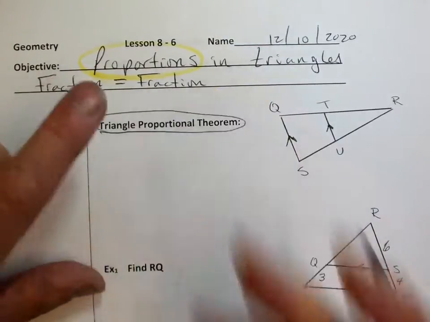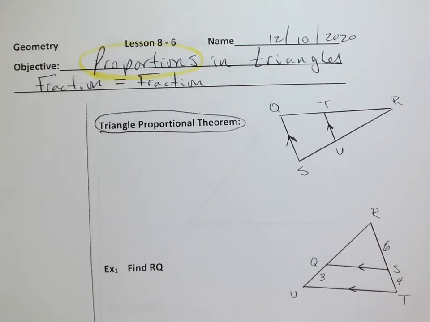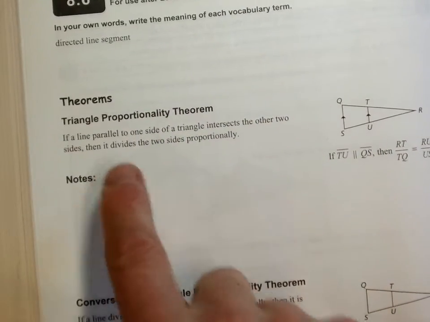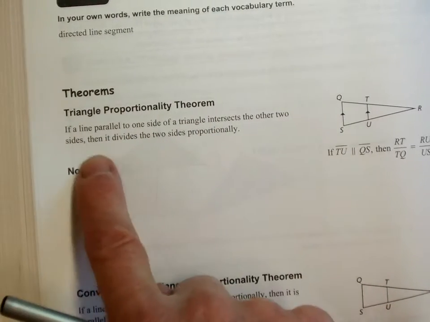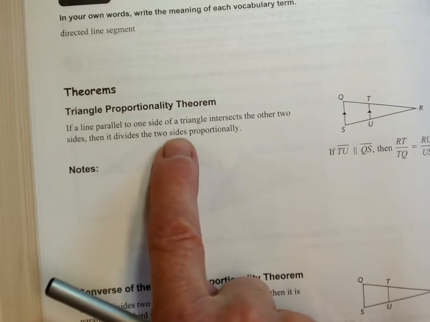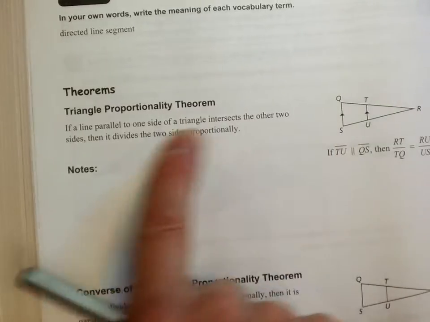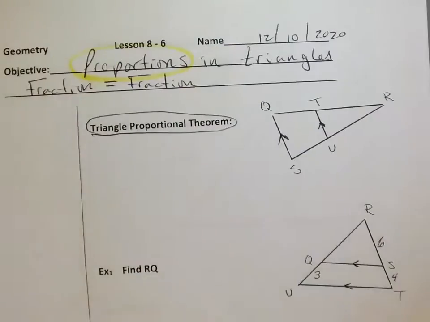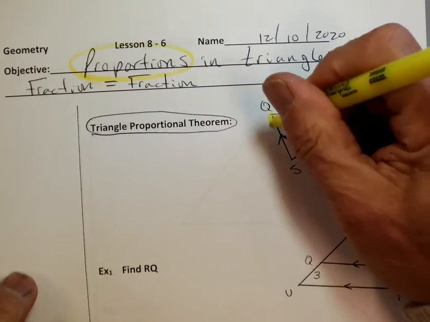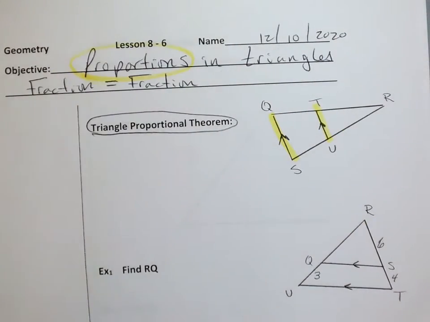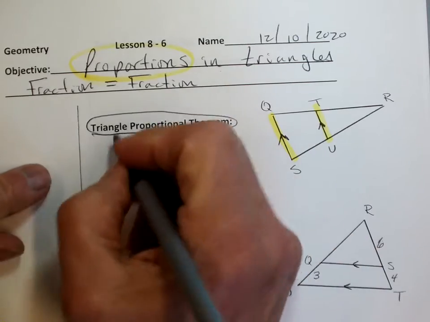So if you look at your book, it says something like this: if a line parallel to one side of a triangle intersects two other sides, then it divides those two sides proportionally. Well, what does that mean? The big key is parallel. Let me go ahead and highlight my parallel lines. So I've got parallel lines here. You must have parallel lines.